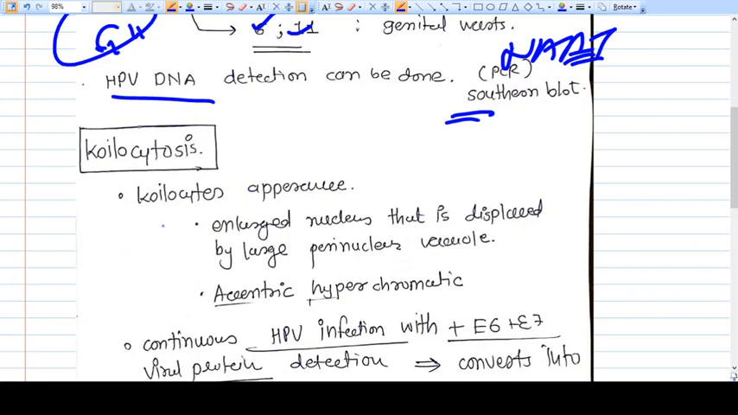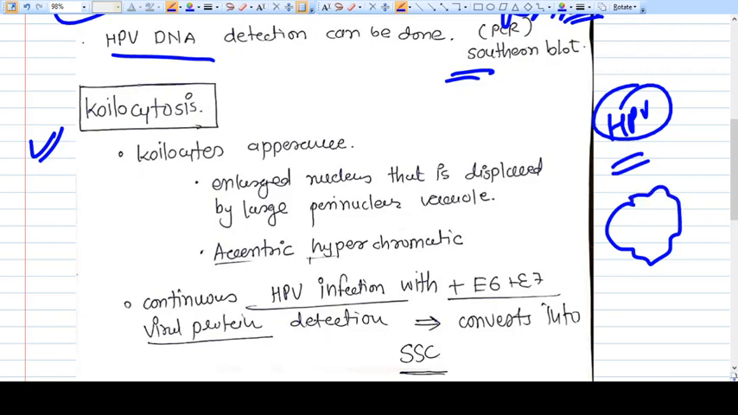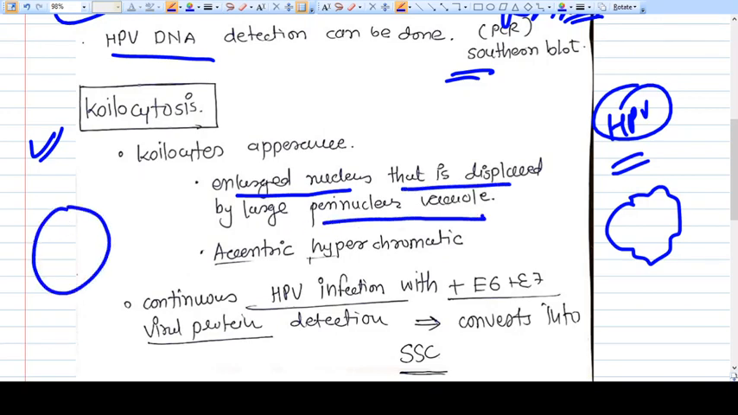Now, what is koilocytosis? When there is an HPV infection in the cervical epithelium, then some epithelial cells change to a different state, that is called koilocytes, that have an enlarged nucleus that is displaced by a large perinuclear vacuole. This is a cell, this is a nucleus, and this is a perinuclear vacuole. That is called koilocytes. So that means that this cell is getting infected with HPV.